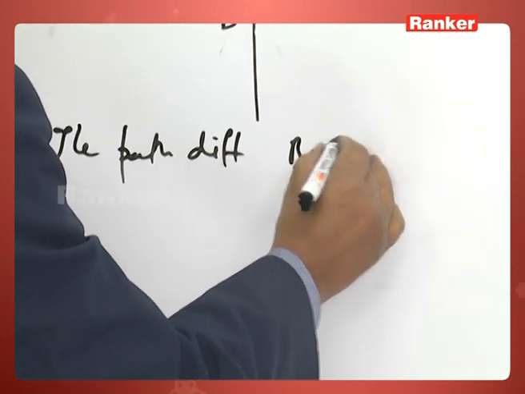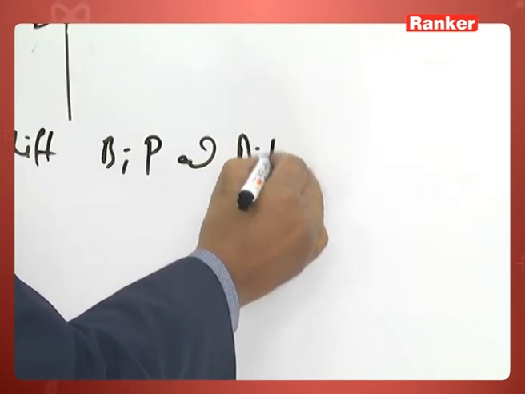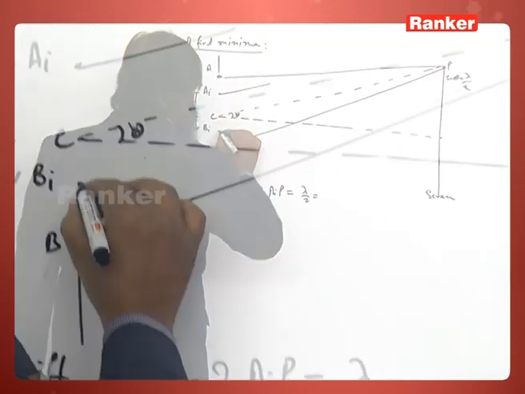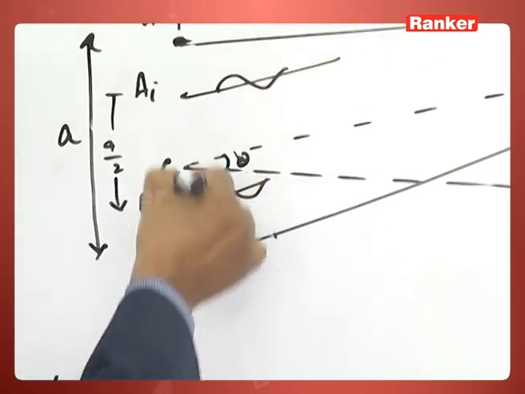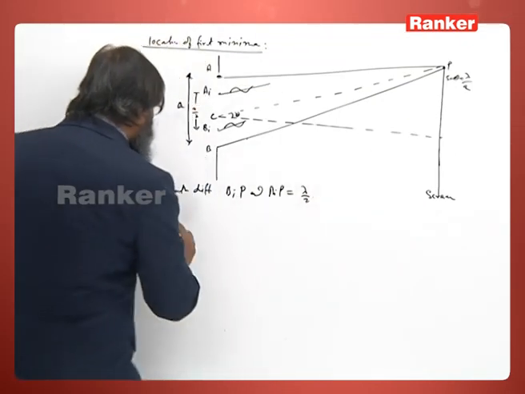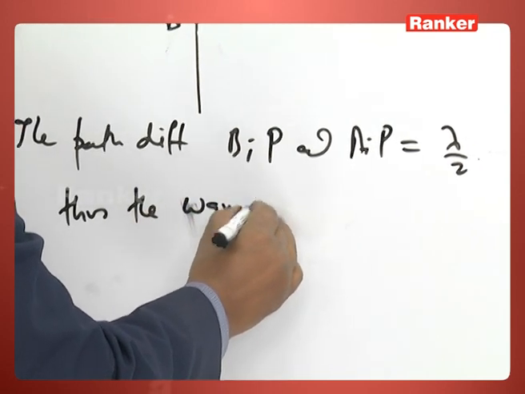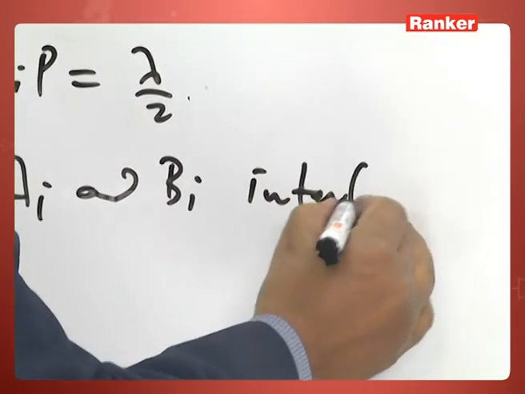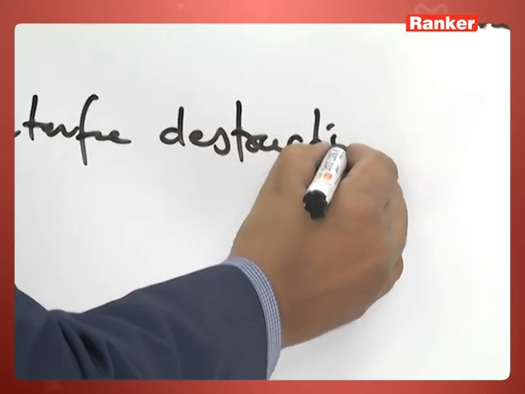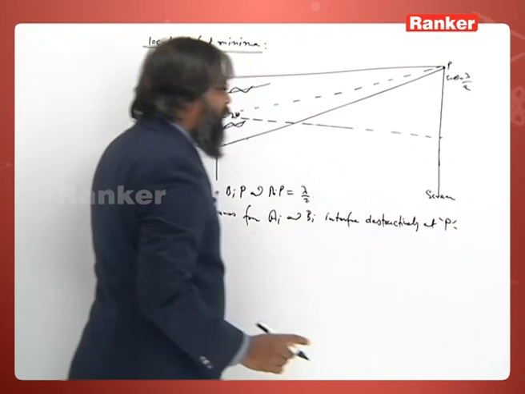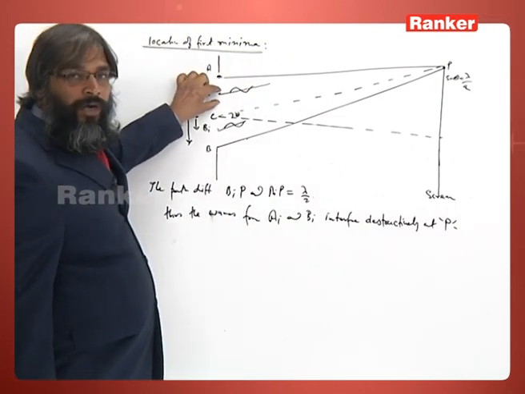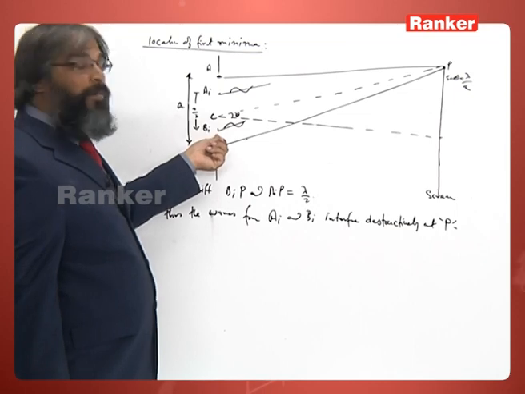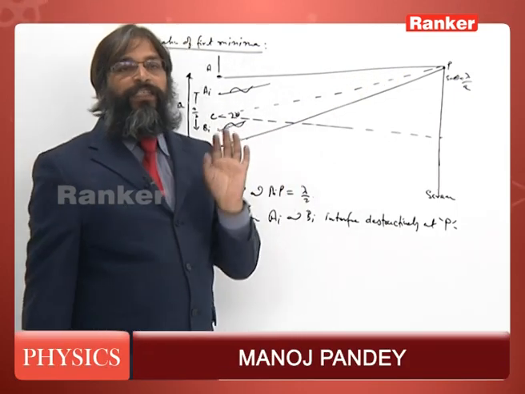The path difference between BIP and AIP is again lambda by 2. That means if there are two waves, one reaching from here and one reaching from here, the path difference is lambda by 2. Thus, the waves from AI and BI interfere destructively at P. I have a point source called AI, which is at a distance a by 2 from another point source BI, and they interfere at P in a destructive manner.